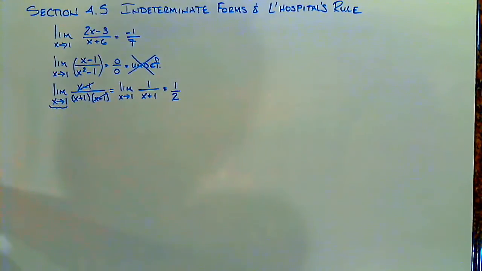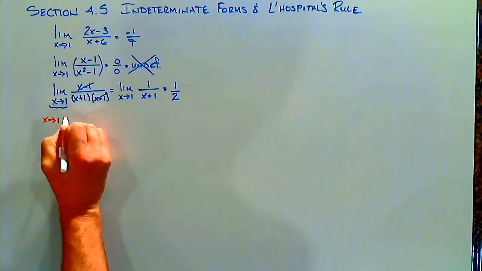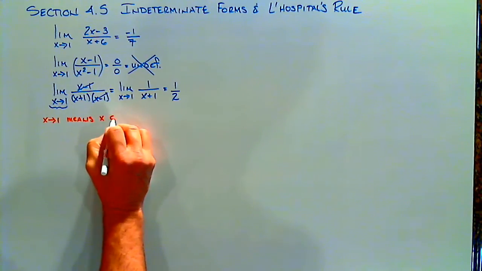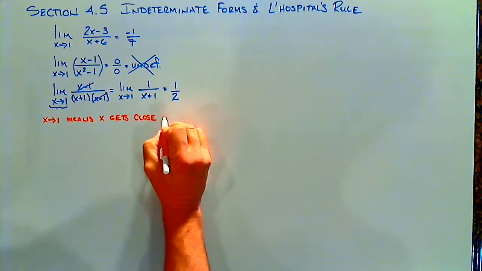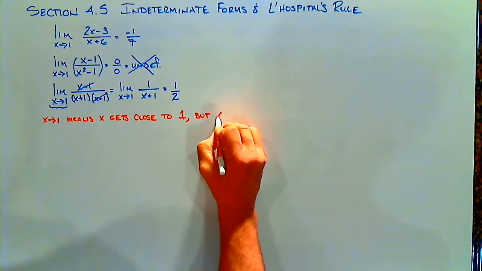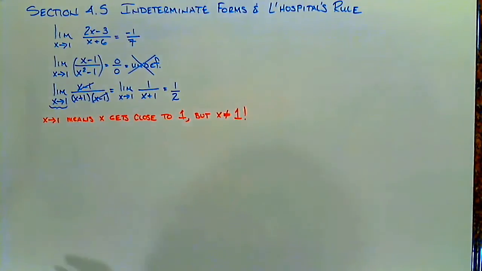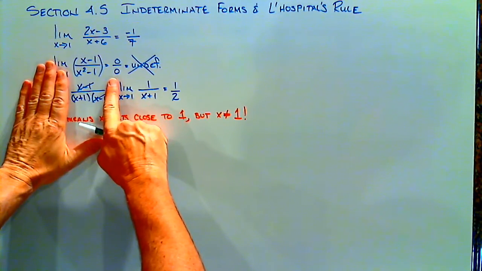The reason we can cancel the x minus 1s is that x approaches 1 means x gets close to 1. And here's the important part: x never equals 1. That's very significant. If we're in an algebra class and we write something such as this on the board, our algebra students are going to cancel those x minus 1s.